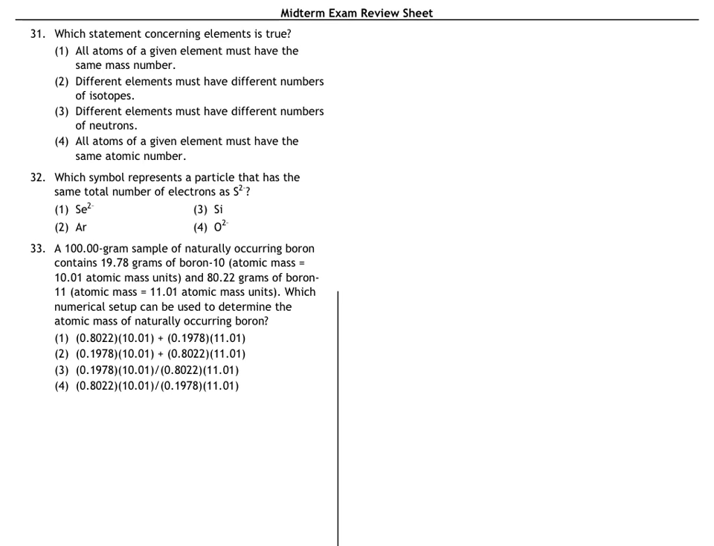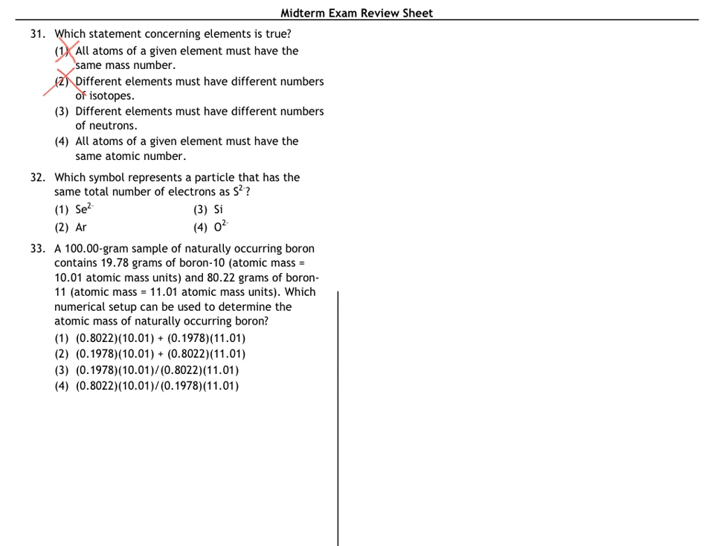31. Which statement concerning elements is true? Choice 1 says all atoms of a given element must have the same mass number. That is false. Otherwise, there would be no such thing as isotopes. 2. Different elements must have different numbers of isotopes. No, that's not true. 2 different elements could have 0 isotopes, they could have 1 isotope, 2 isotopes, since there's no rule for that. So it's not number 2.